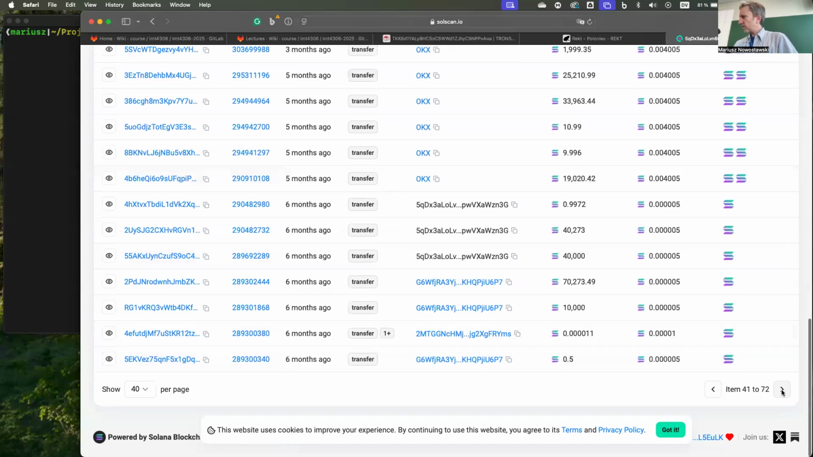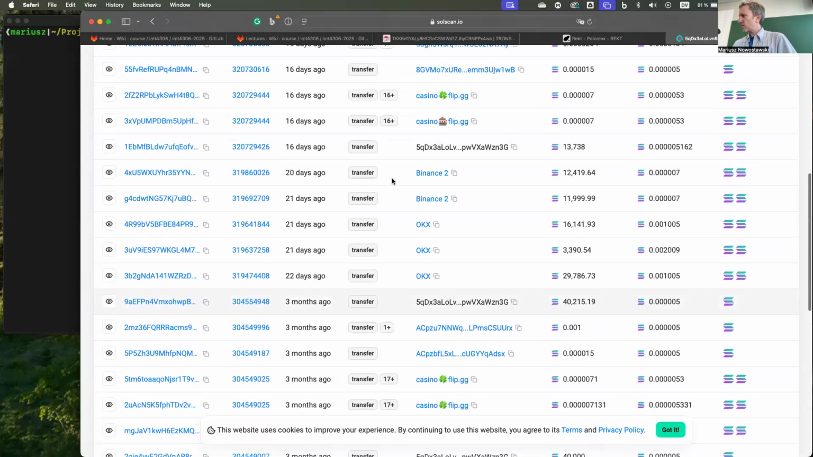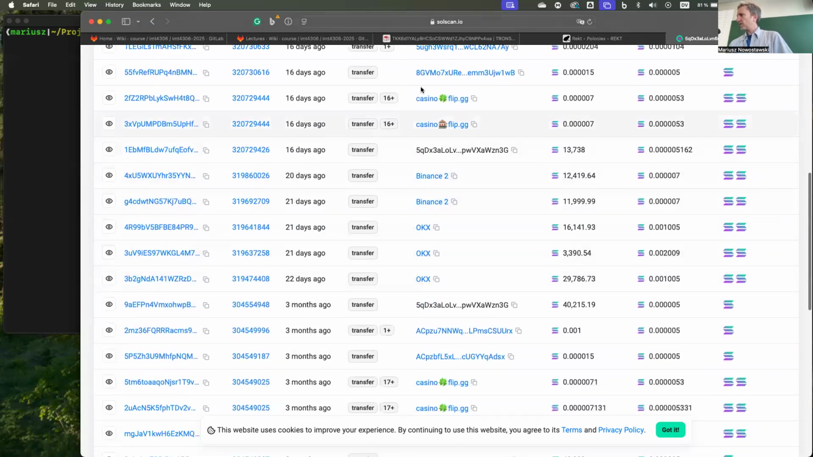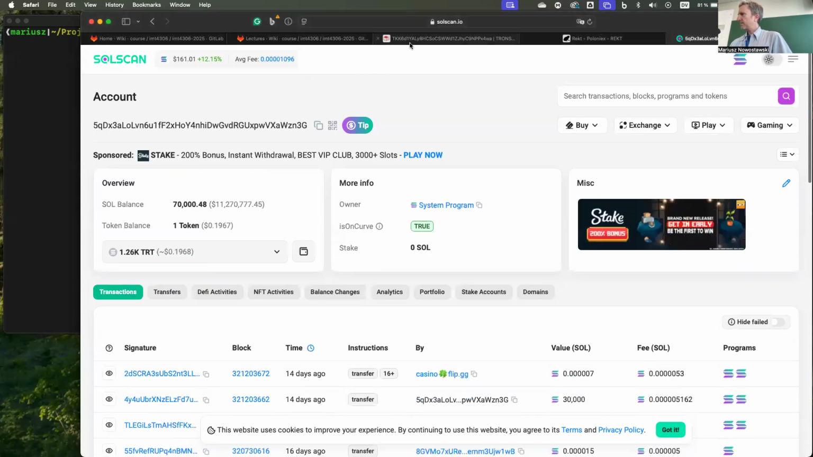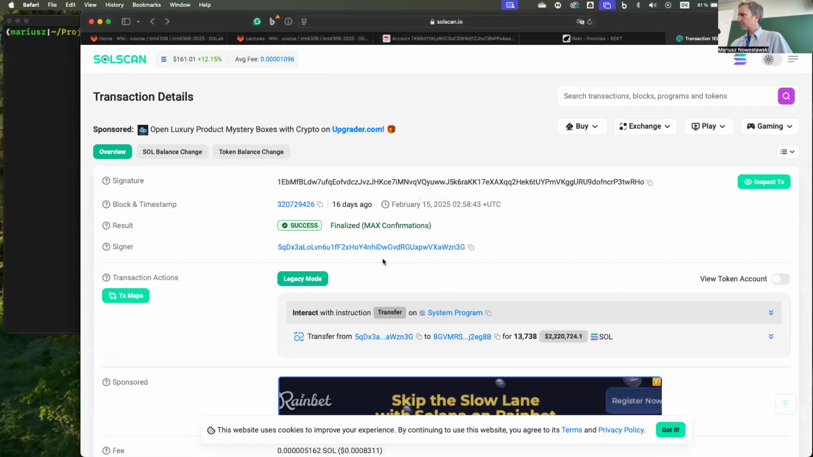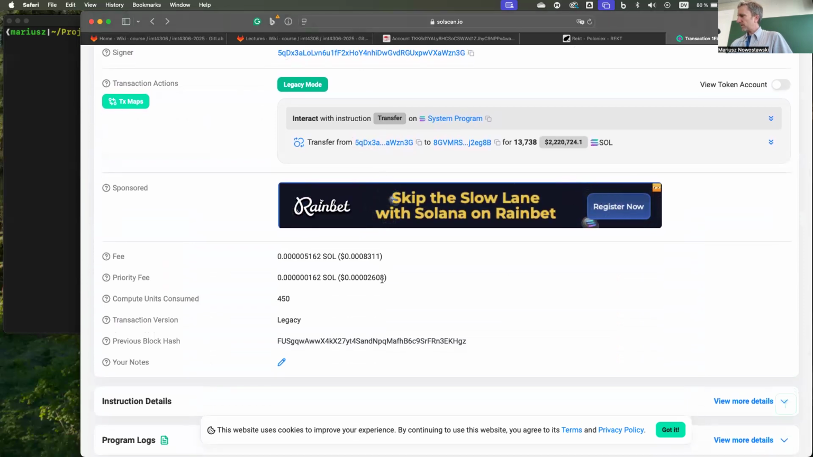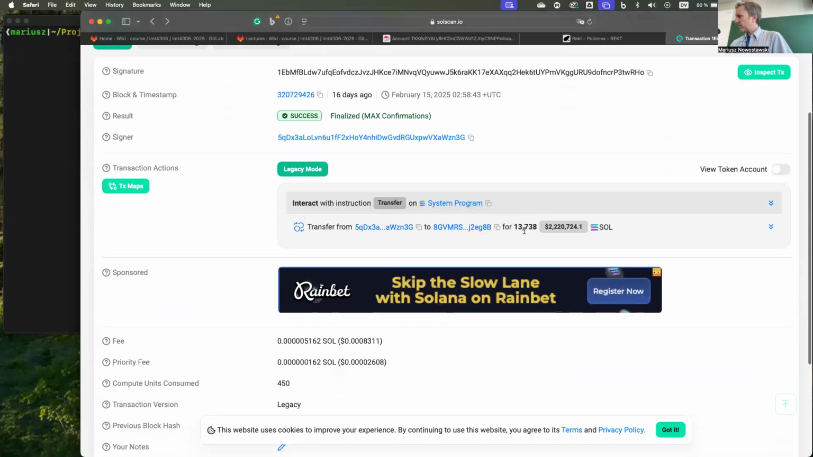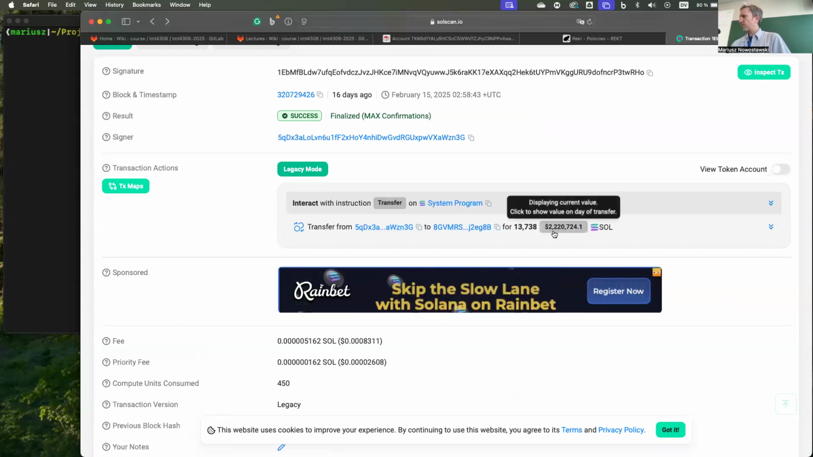And then if we continue the search, we can identify another exchange. So we can identify some exchanges, Binance here. So we can see that there is quite a large transfer. So let's go back again to the transfer and let's see. So this is a transaction, and this transaction is transferring almost 14,000 Solana, which is worth about 2.2 million.